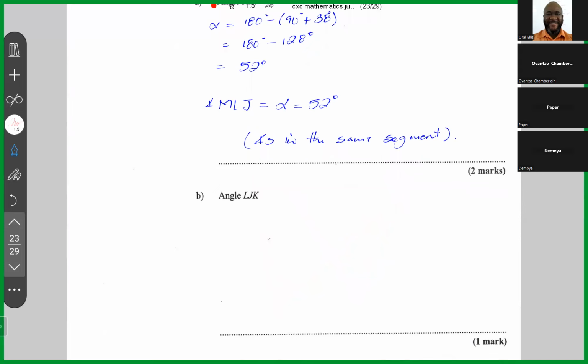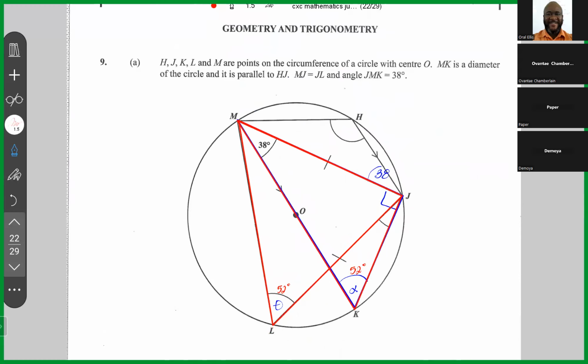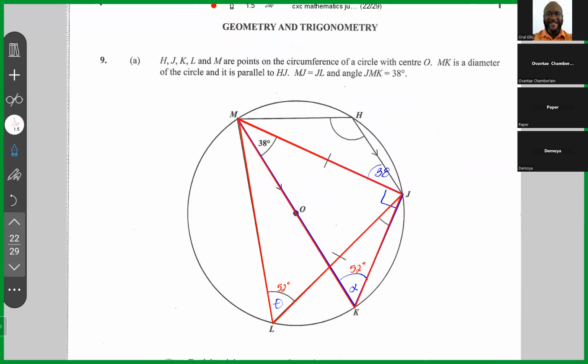Next, we need angle LJK. That's this angle here. To find that, I'm going to find this angle, because this angle and this angle here, let's call them beta and gamma, both of them are also angles in the same segment.